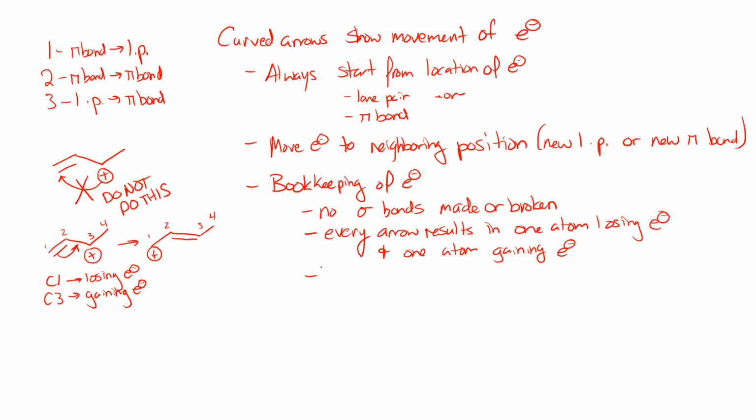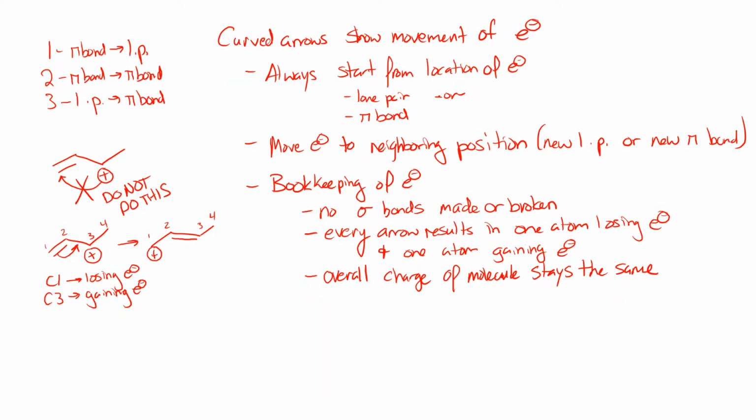And this is the last and one of the easiest to overlook rules of resonance. The overall charge of the molecule always stays the same, right? So if you start with a compound that has a positive charge, you're going to end with a compound that has an overall positive charge, right?